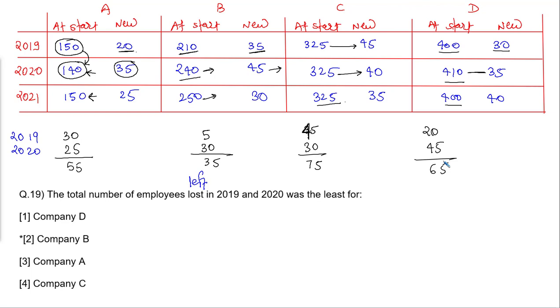So the total number of employees left in 2019 and 2020 combined was the least for the company B. This is how we can solve question number 19. After this, question number 20.